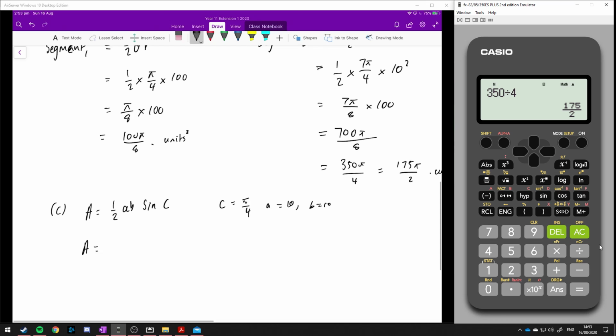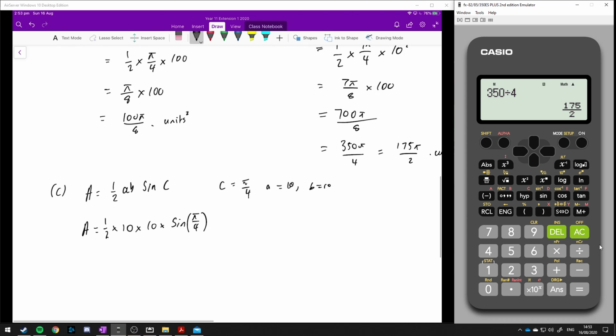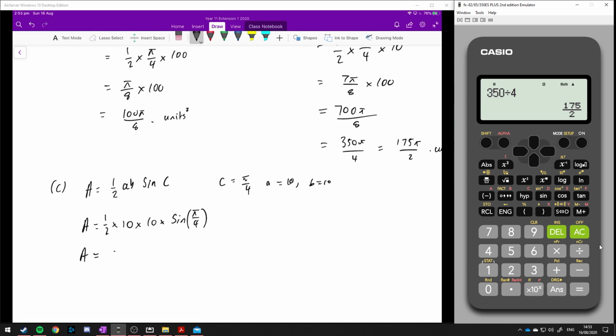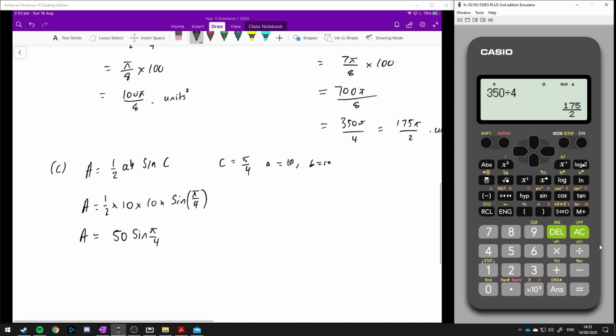So substitute those in, we're going to get a half times 10 times 10 times sine of pi on 4. So A is equal to 50 sine pi on 4. Okay, and we know that sine pi on 4, so thinking back to your exact values. So what is sine of pi on 4? We can put this into our calculator too if it's in radians mode.